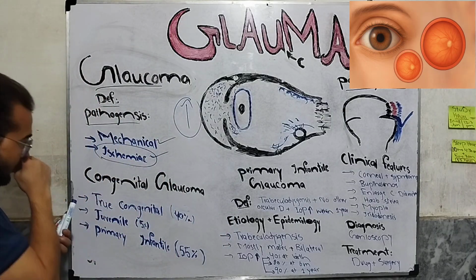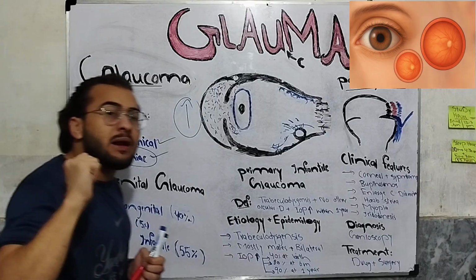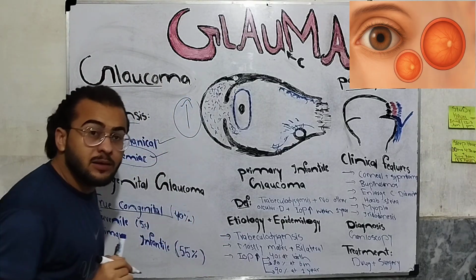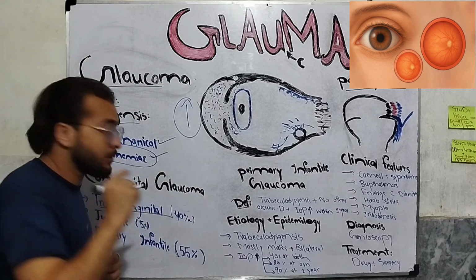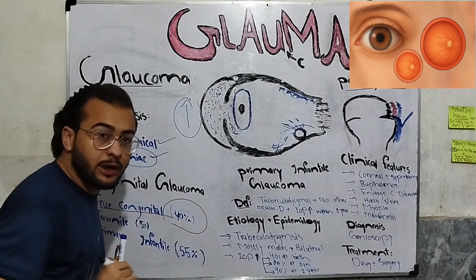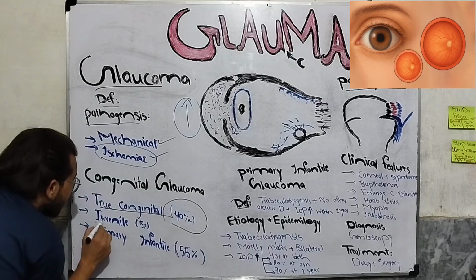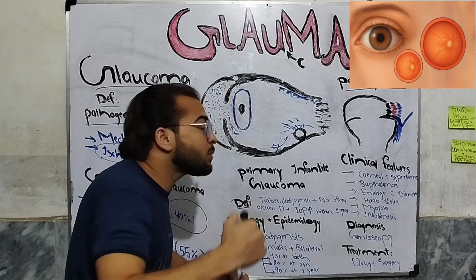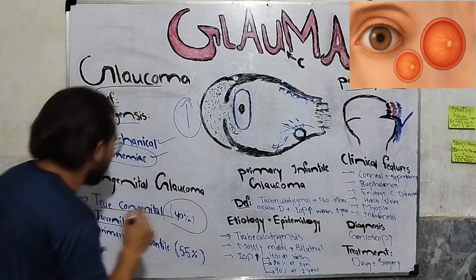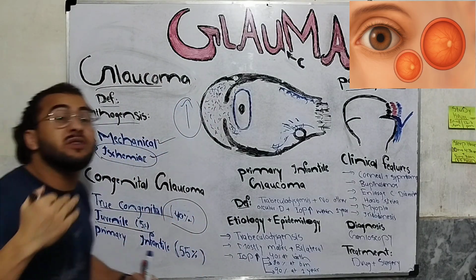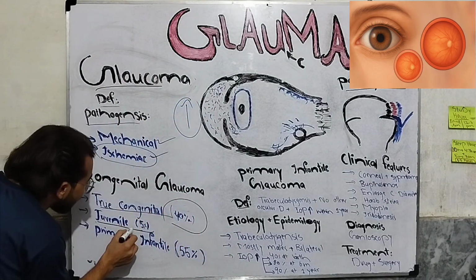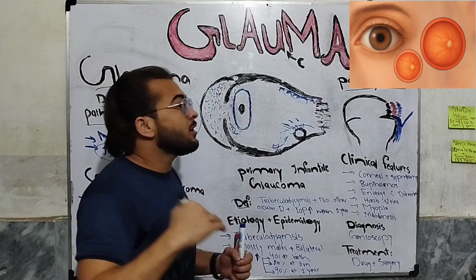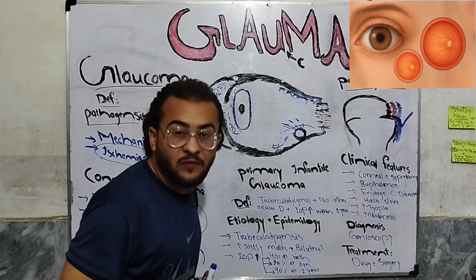Now come to the congenital glaucomas. Congenital glaucoma is mainly of three types. It is true congenital glaucoma, which accounts for about 40% of the congenital glaucomas. Remember, true congenital glaucoma is the glaucoma which is present from birth, okay. Then we have juvenile glaucoma, which is the least common cause, only 5%, and it appears from 3 to 16 years of age.